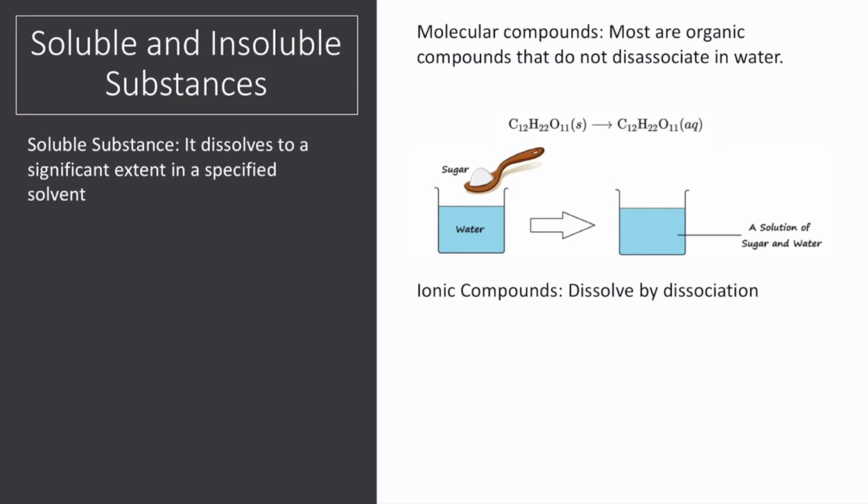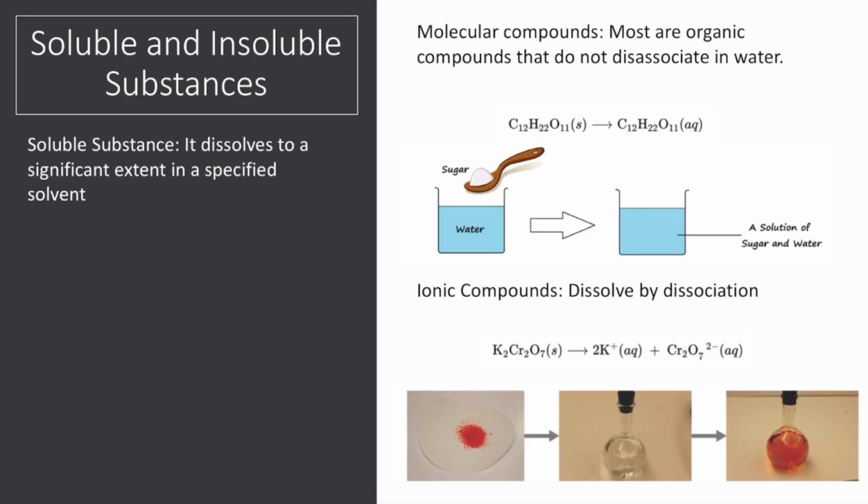The second group is ionic compounds, which dissolve by dissociation. For example, if we have potassium dichromate and we put it interacting with water and we mix them together, there is ion dissociation into potassium ions and chromate ions. So in this figure, we can see that we start with the solid potassium dichromate, we mix it in water and we stir, and we form a homogeneous solution that is red. So in both cases, we form a homogeneous solution, and that's representative of a soluble substance.